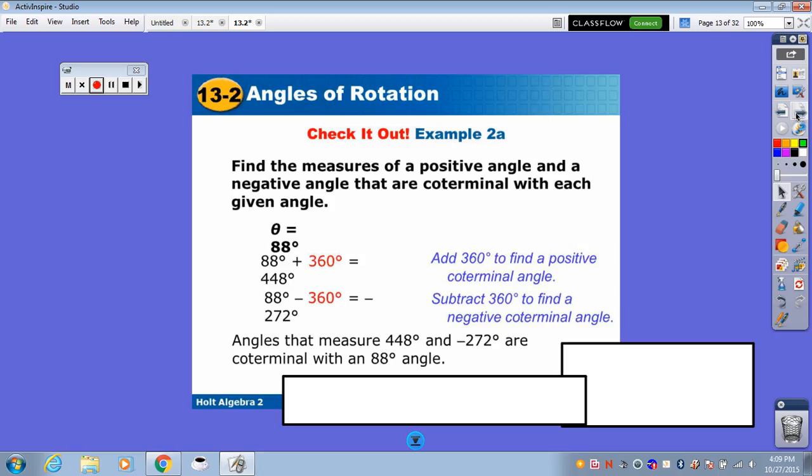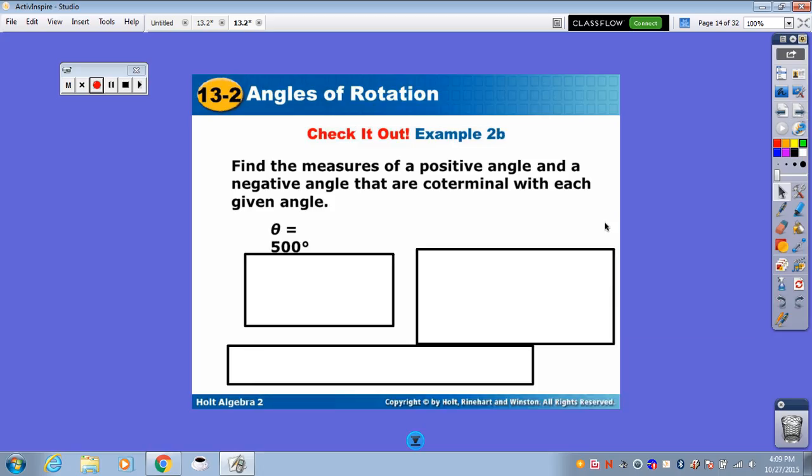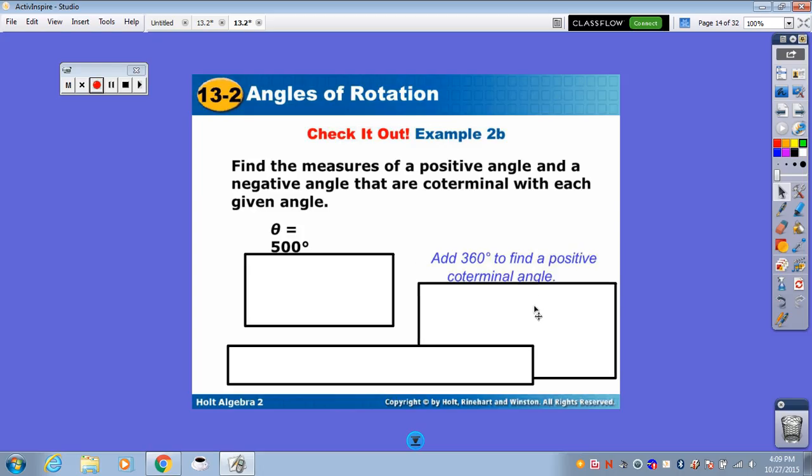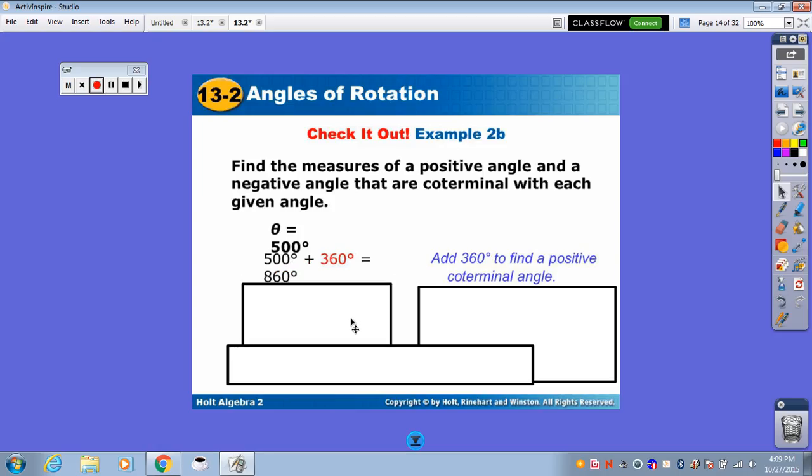On the next page, find positive and negative angles that are coterminal with 500. Resume when you're ready to check your work. Since 500 is greater than 360, to find a positive coterminal angle we add 360 degrees, and we end up with 860.